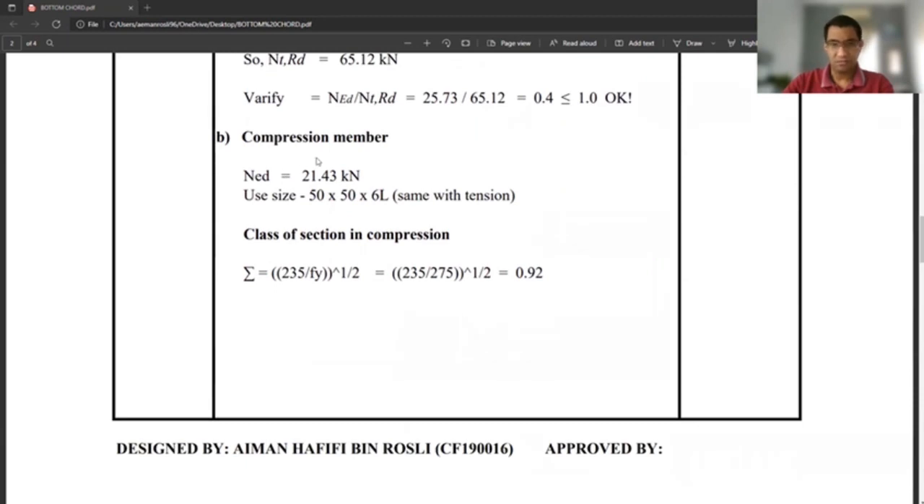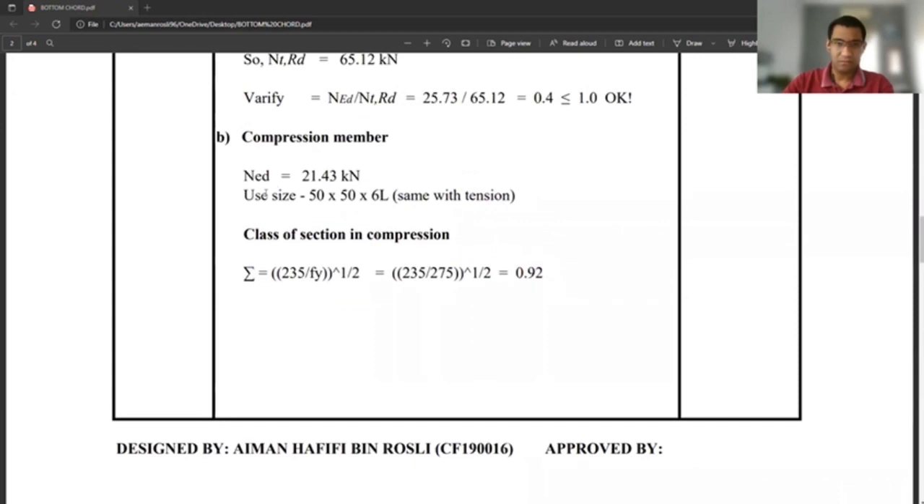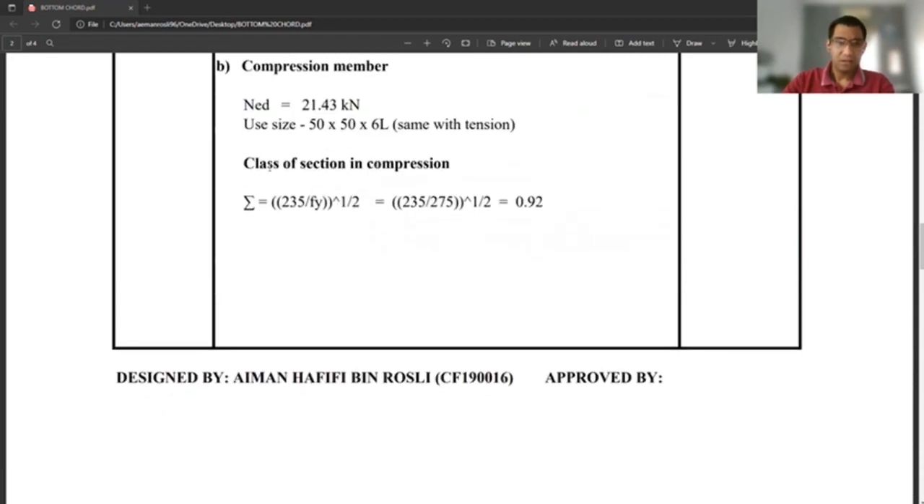Now we go to the compression member. The value of the compression member that we choose from member 85 is 21.43 kilonewton. The size we use for this member is also the same as the tension: we use 50 times 50 times CL single angle. First we need to identify the class of section in compression.